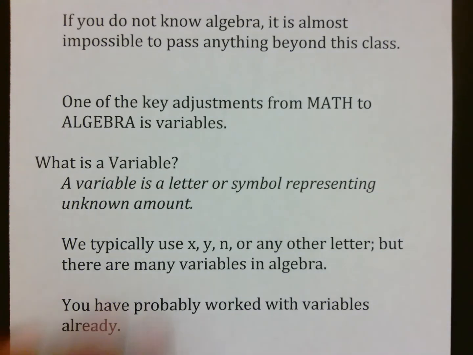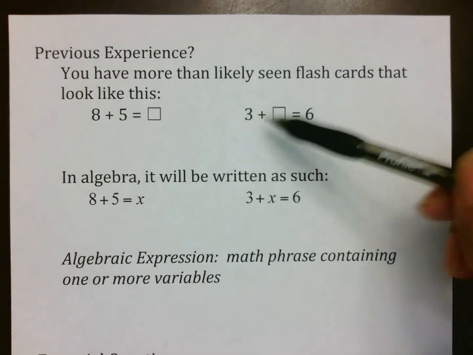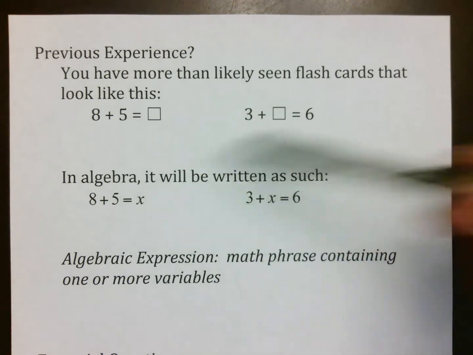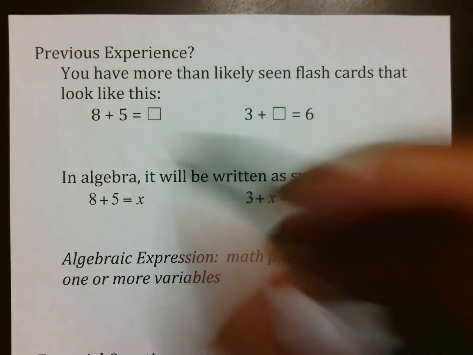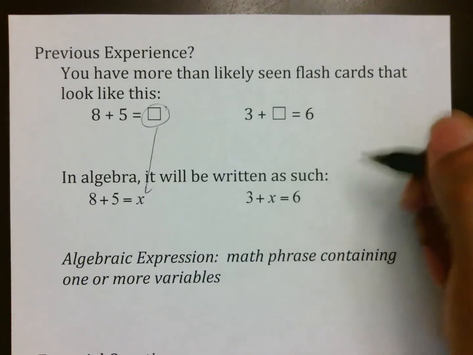You've probably worked with variables already. You just didn't even recognize it. For example, you've more than likely seen something like 8 plus 5 equals blank, or some box, or 3 plus some box equals 6. In algebra, they would just write 8 plus 5 equals x, or 3 plus x equals 6. In other words, this was your unknown amount. In algebra, it's just going to be written as an x, or an n, or a y.